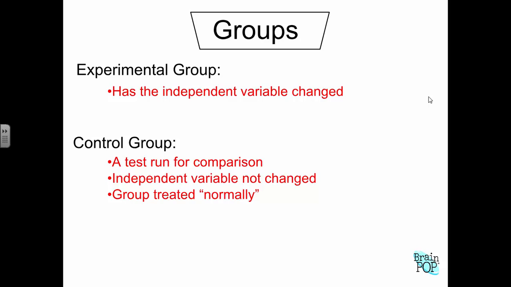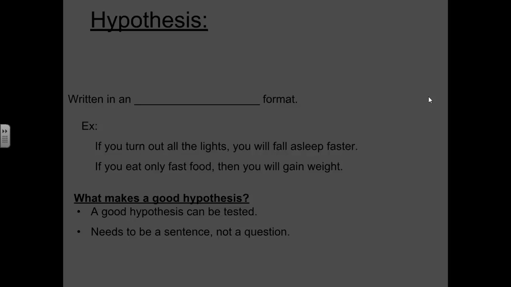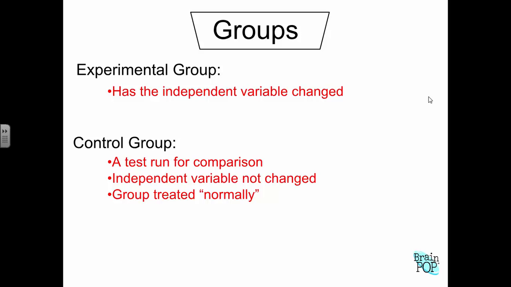Now you might have several experimental groups. You could have had a group of mice that got double the normal vitamin C and triple and 4 times. So you could have multiple experimental groups, but you always need that control group so you have something to compare the experimental group to. All right. Any questions about what we covered today?